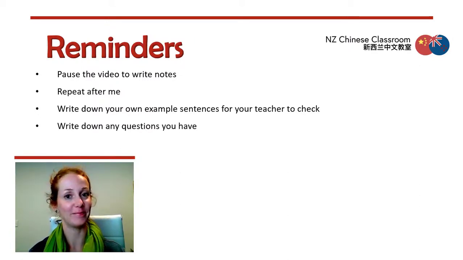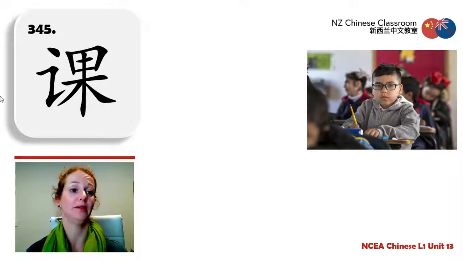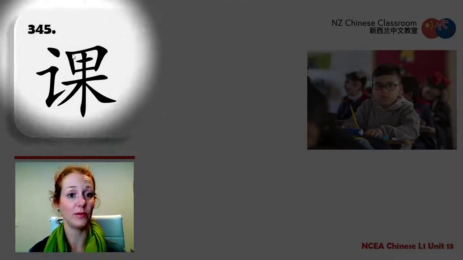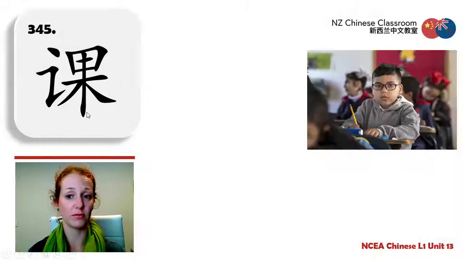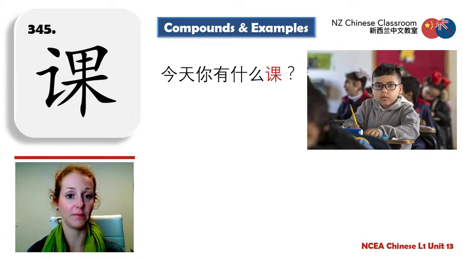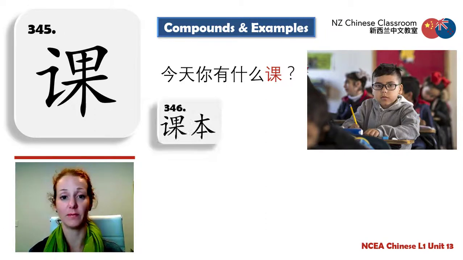我们开始吧. 课. So this is, on the left-hand side, we have what radical? The speech radical. And on the right-hand side, we have fruit. So the fruit of your labour. All the things that you learn in class and then can put into the test and can put into the real world. So a class, a lesson. 今天你有什么课? What classes do you have today?